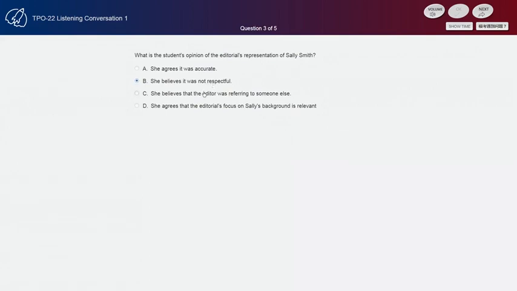She believes that the editor was referring to someone else. No. She agrees that the editorial's focus on Sally's background is relevant. No, it's totally opposite. She disagrees with it. Also, she agrees that it's irrelevant. Also, it's not accurate. So it means our answer here is she believes it was not respectful, right? It's demeaning.